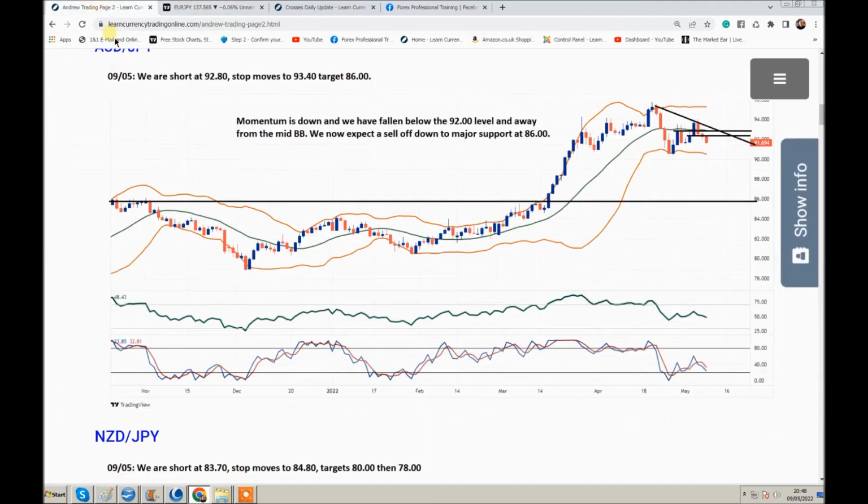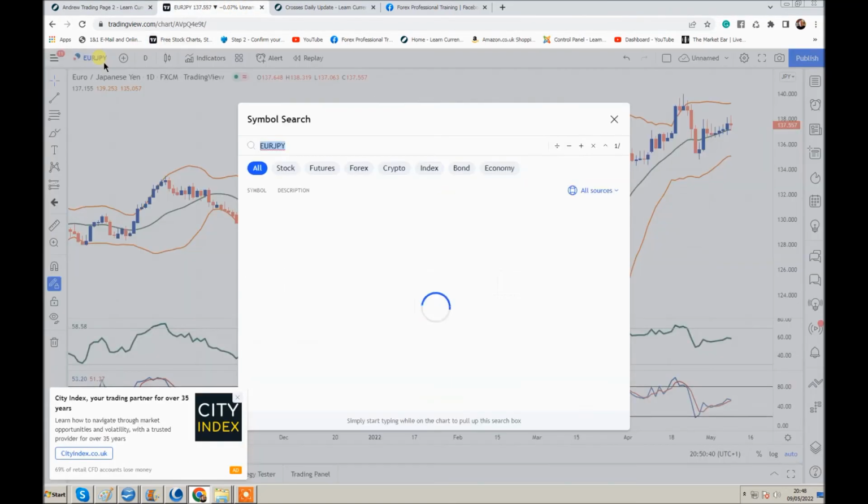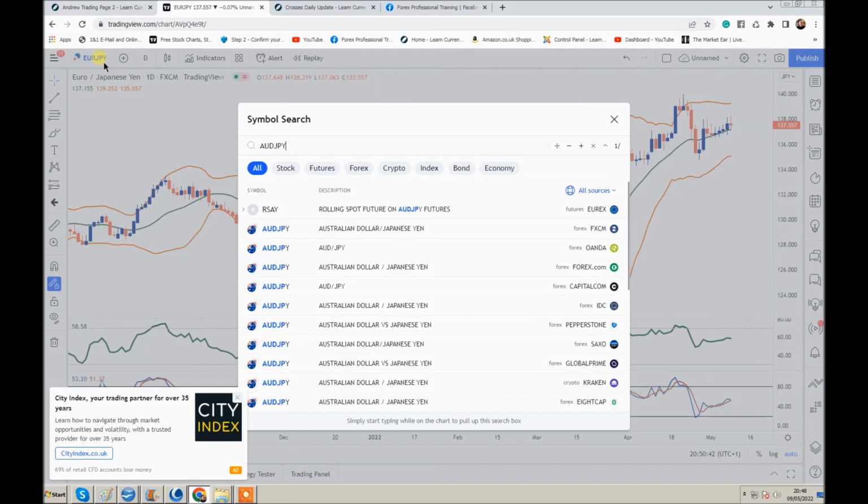Now I want to go to AUD JPY. We've done okay in this pair. We're in at 92.80. Today we're at 91.69. Now in terms of what are we doing tonight, and how could you play this pair? AUD JPY.